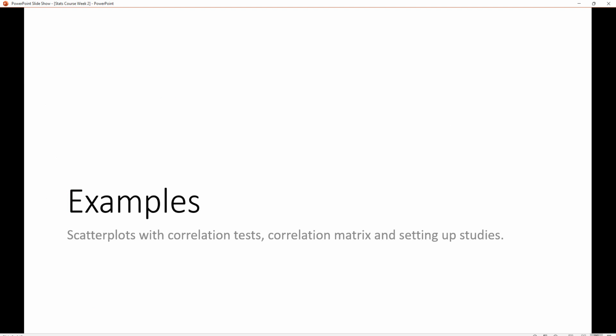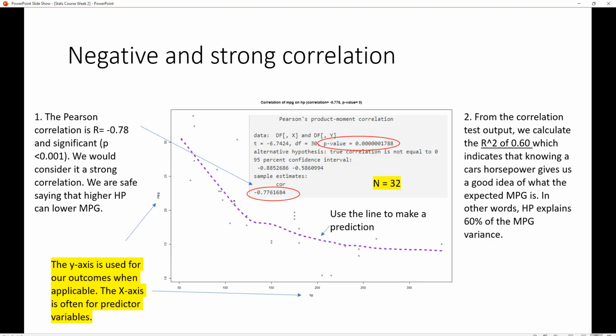In this next section, we're going to look at examples. We'll look at scatter plots with correlation test, as well as a correlation matrix and using it to set up studies. In this slide, we are looking at a negative and strong correlation.